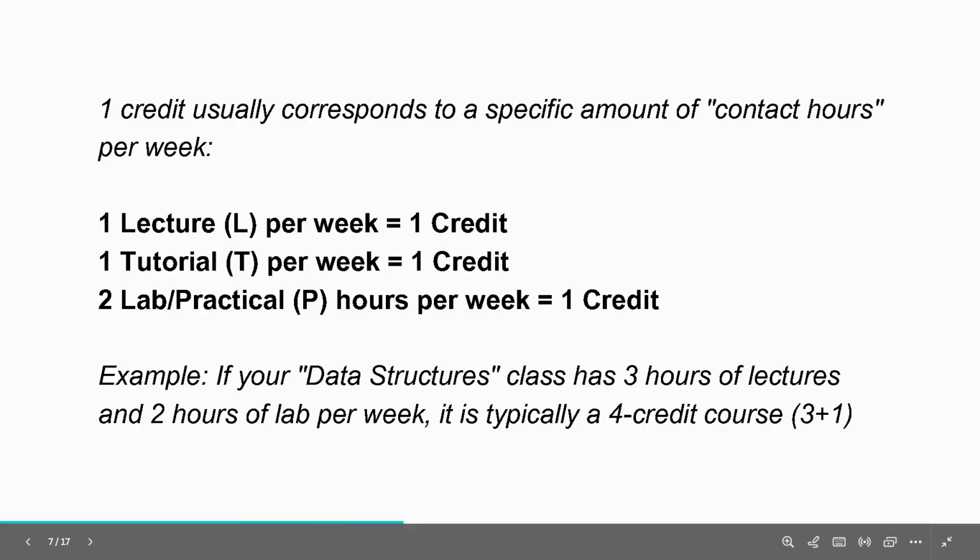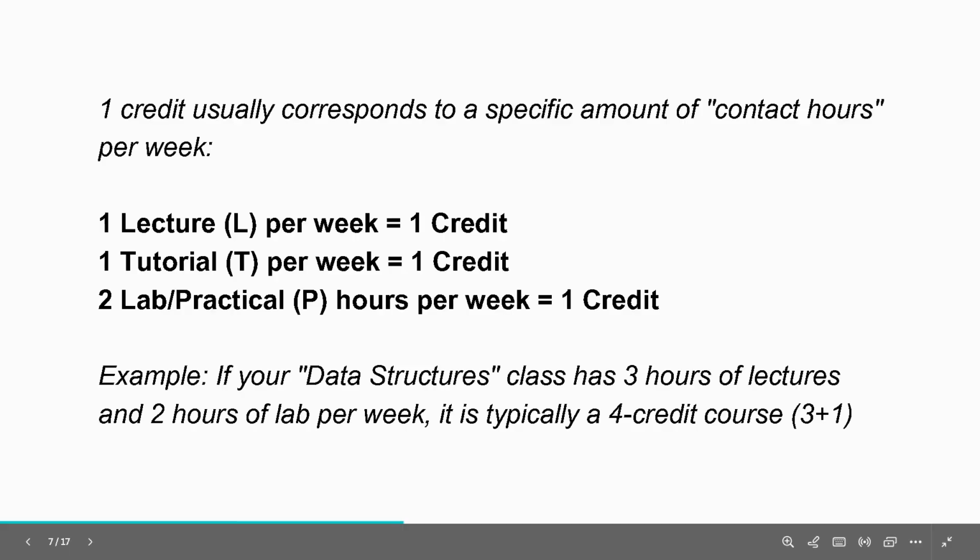If you have, on the other hand, labs or practicals, if you have 2 hours per week, you get one credit. Example, if your data structures class has 3 hours of lectures and 2 hours of lab per week, it's typically a 4 credit course, but it might vary from university to university.